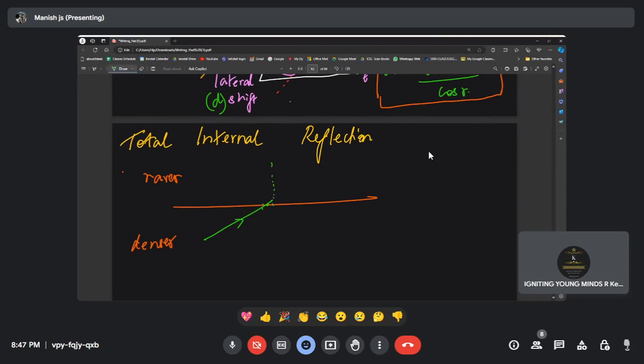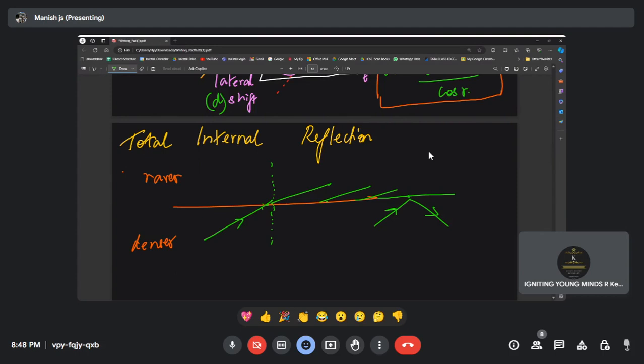So that is clear to you guys. When you draw the normal like this, it is going to bend away from the normal. Again, you change the angle, it will bend some more. At one point, it is going to be along the interface, and then at a particular instant, it is going to get reflected within the same medium. This phenomenon of the light ray getting internally reflected within the same medium as it tries to pass from denser to rarer medium, we call total internal reflection.